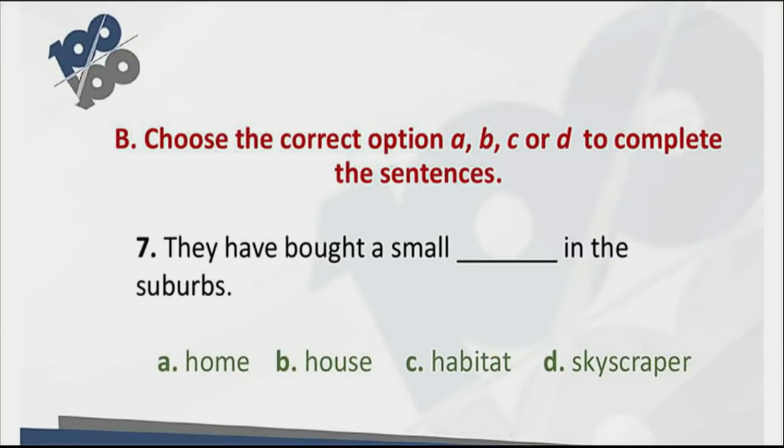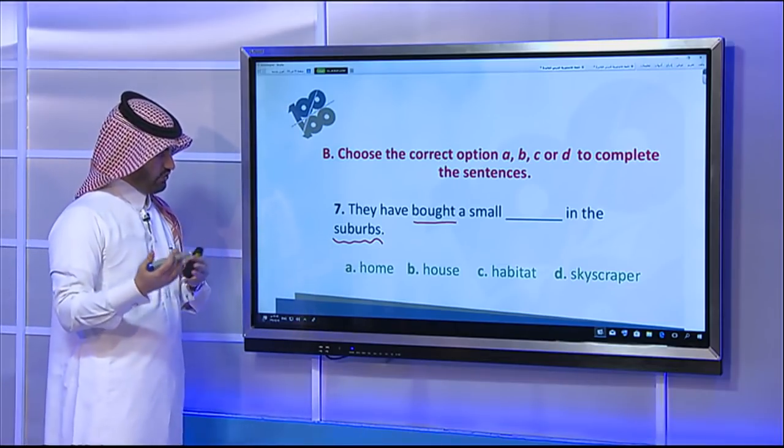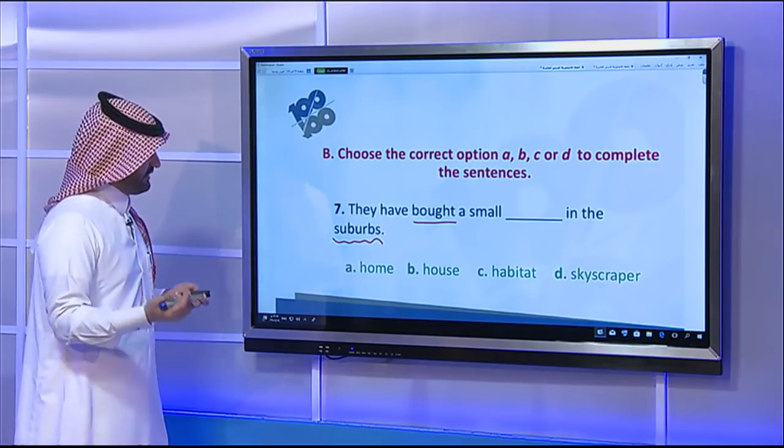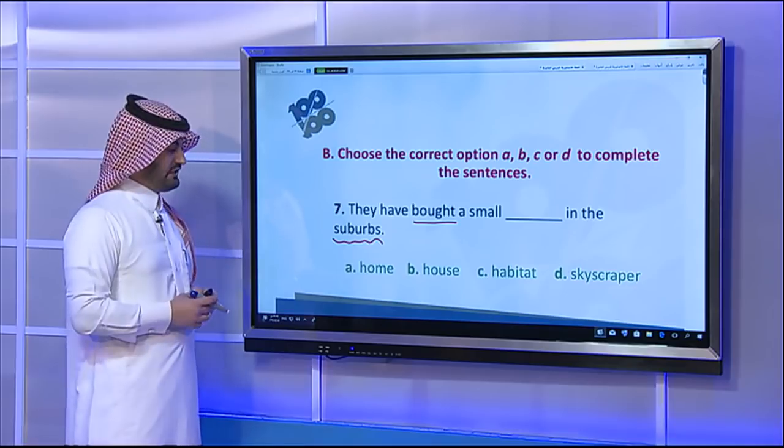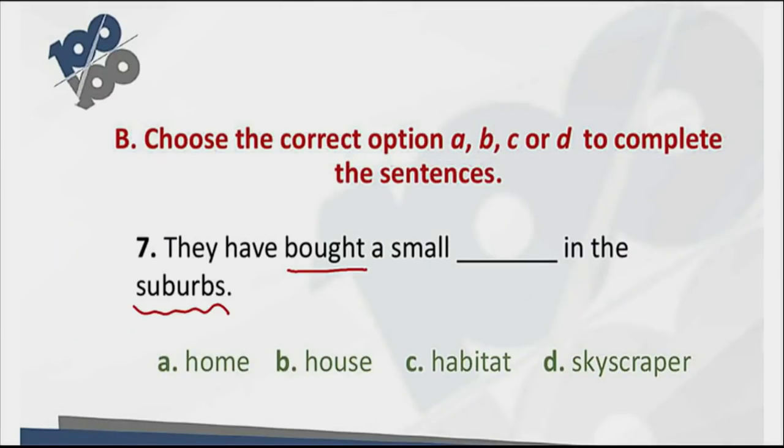Now let's move to sentence 7. They have bought a small in the suburbs. Bought is the past tense of the verb buy. They have bought something small. What did they buy in the suburb? Suburb is on the edge of the city. So what did they buy? Let's see the options: A, home. B, house. C, habitat. D, skyscraper. What do you think they bought?